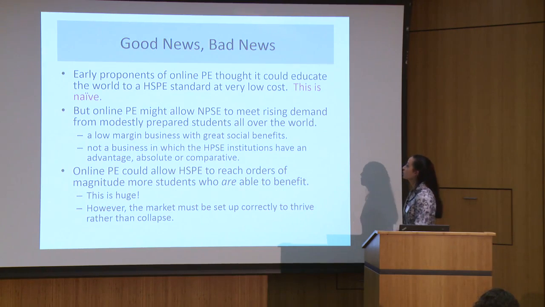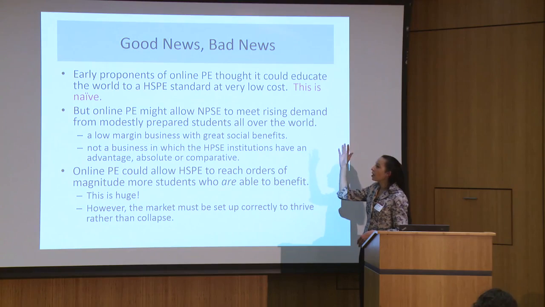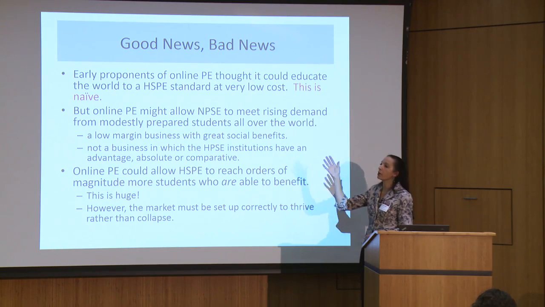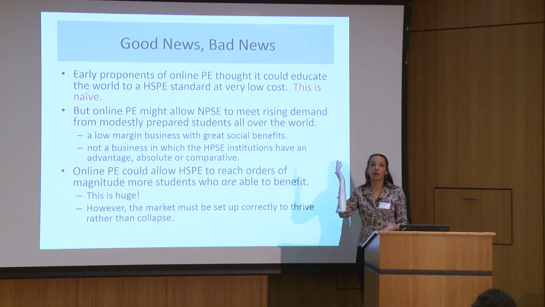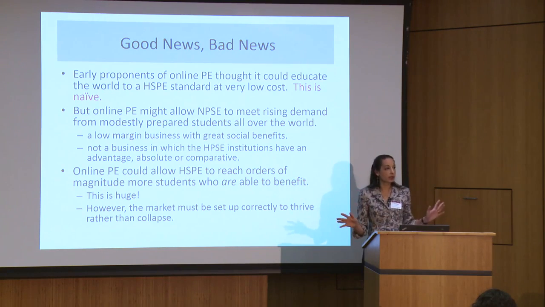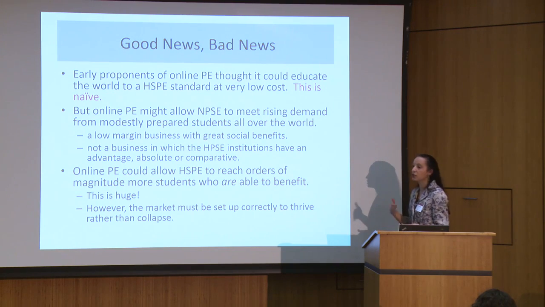All right, so we have some good news and some bad news, and this is where I'm going to conclude. I think in the early days of online education, people thought, aha, online education, it'll be massive. We can educate the world, and it will all be educated to a Harvard, Stanford, Yale, University of Chicago, Berkeley standard. I think that is completely naive. I think it's wrong for many reasons, but economically, it is just not a sustainable model.